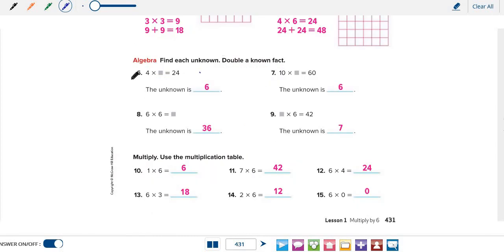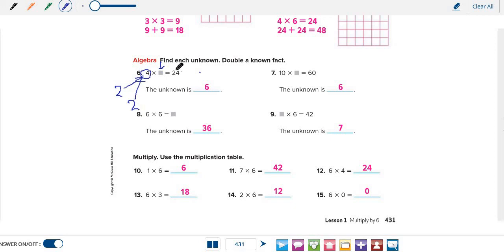Now let's solve question number 6. Find each unknown, double a known fact. Now the unknown is a factor, not the product. 4 times something equals 24. How can we use a known fact to find the unknown here? We can decompose number 4 into 2 equal addends, which are 2 plus 2.